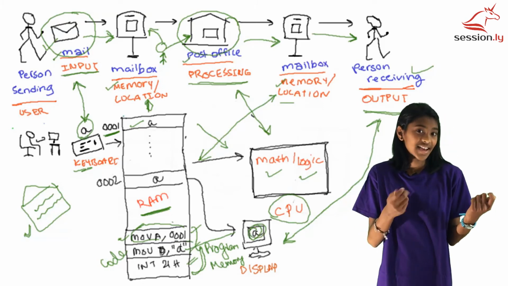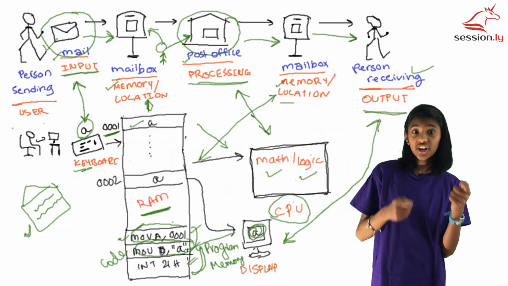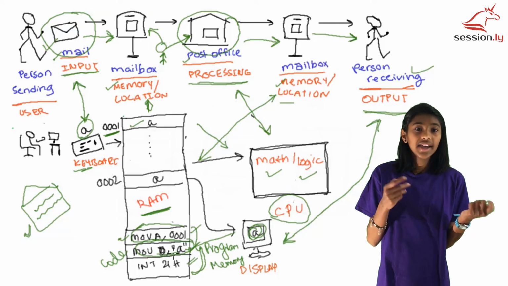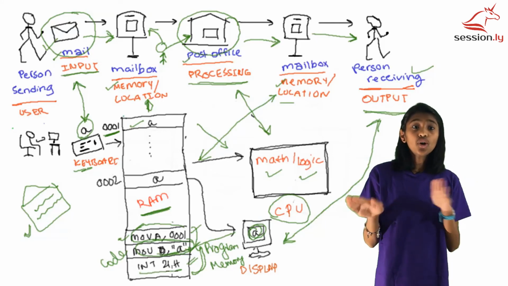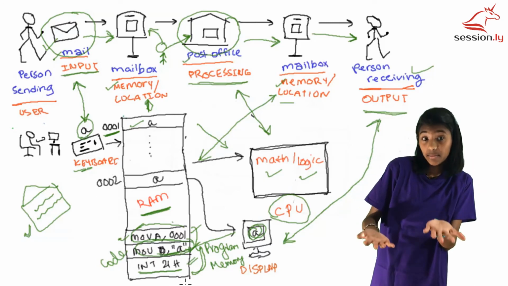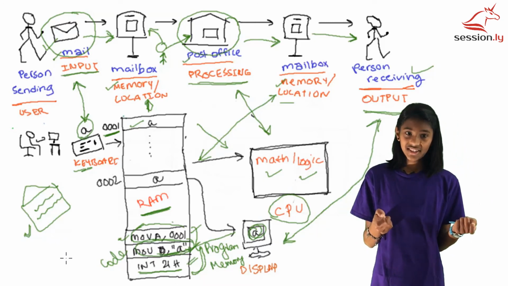Move A, 0001. Display the character A on screen. Move D, A. INT 21H. Don't read too much into the program. I just thought of giving an example. But generally, programs look like this.